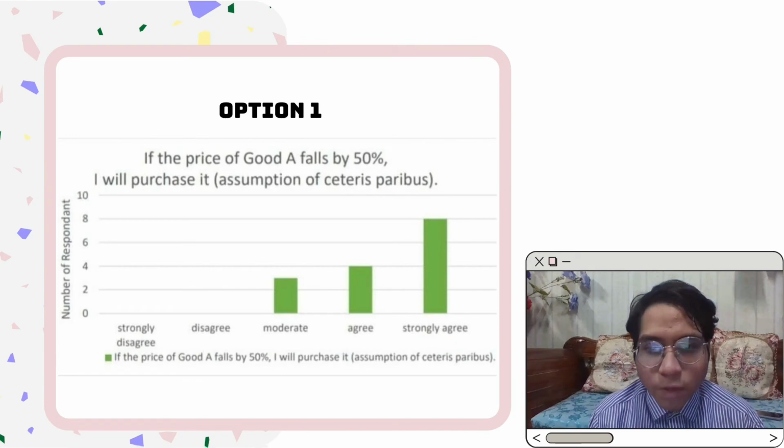So for option number 1, if the price of good A falls by 50%, I will purchase it. The highest response is strongly agree. They have 8 respondents who chose this, and the second highest is agree. They have 4 respondents who chose this, and the third highest is moderate, and they have 3 respondents who chose this, and for disagree and strongly disagree there are no respondents.